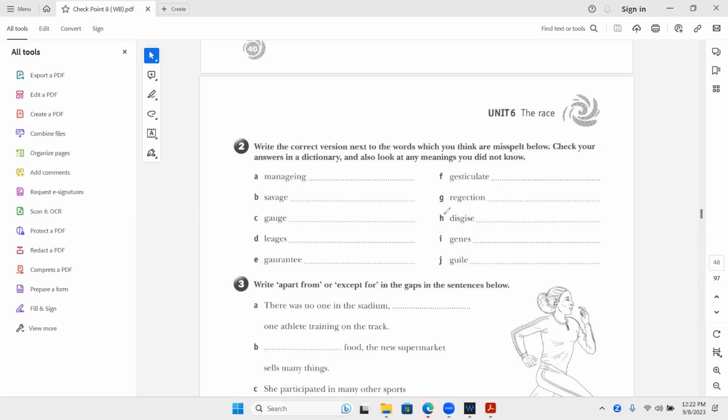How about next? Number H, right? Yes. It's wrong. What is the correct one? Disguise. How to pronounce? That is what is important. Disguise. Say disguise. You know the meaning of disguise? Pretends to be someone else. For example, now you are a girl. You have disguised as a boy. So it means you pretend to be a boy. That is called disguise.